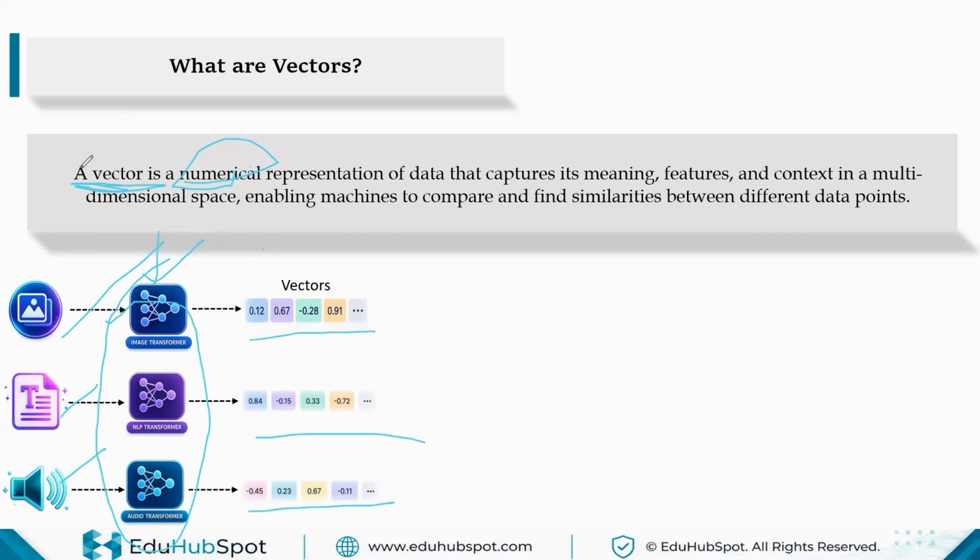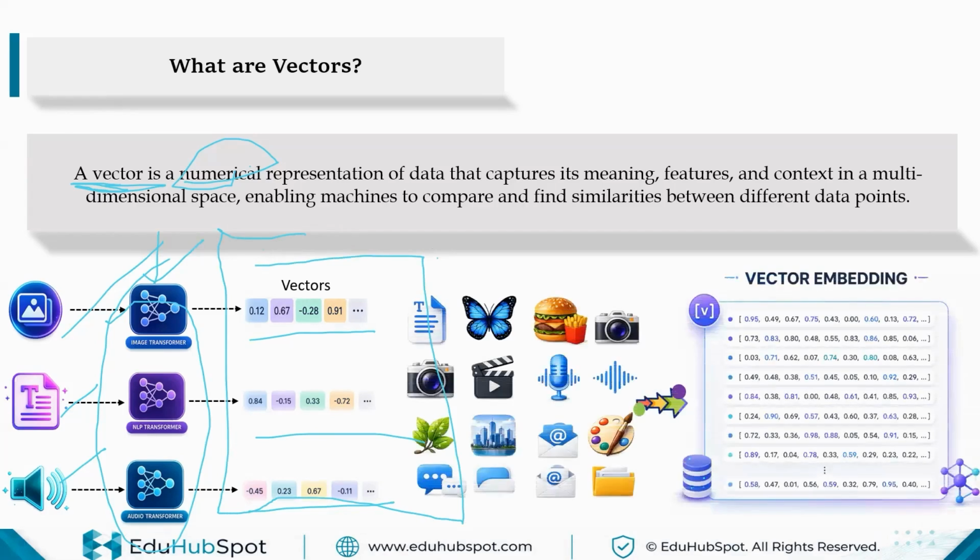Now, one more important thing to understand here is that the output we get from the embedding model is this list of numbers which is called vector. But when this vector is created in such a way that it captures the meaning and context of the data, we call it an embedding. So, in simple terms, embedding is just a meaningful vector.